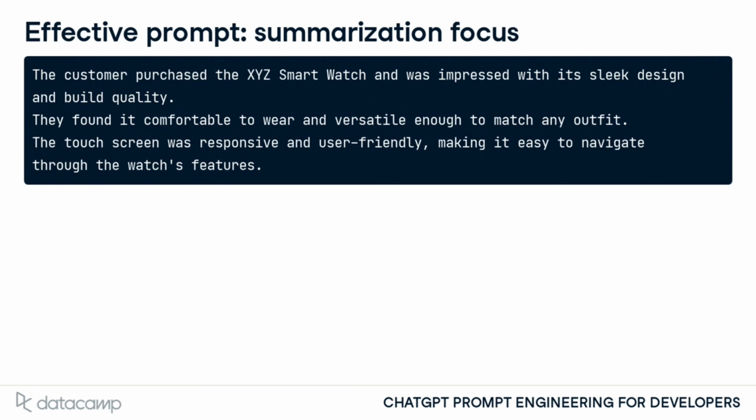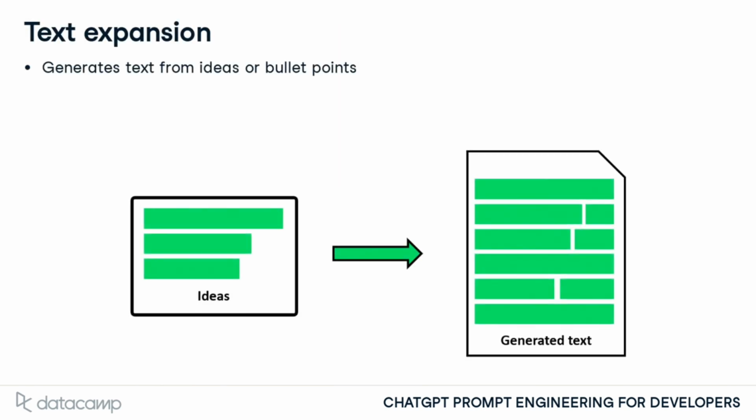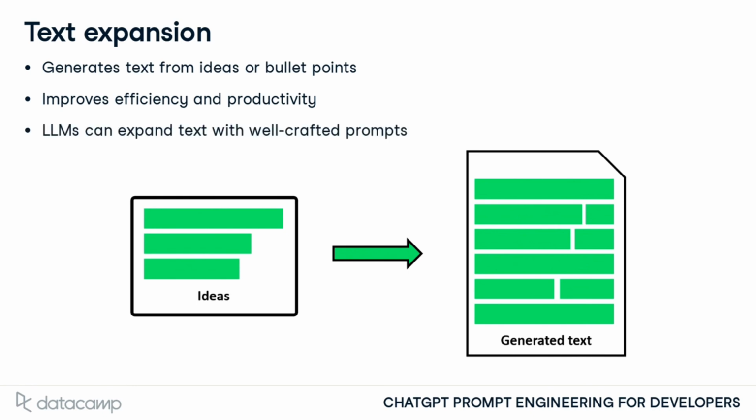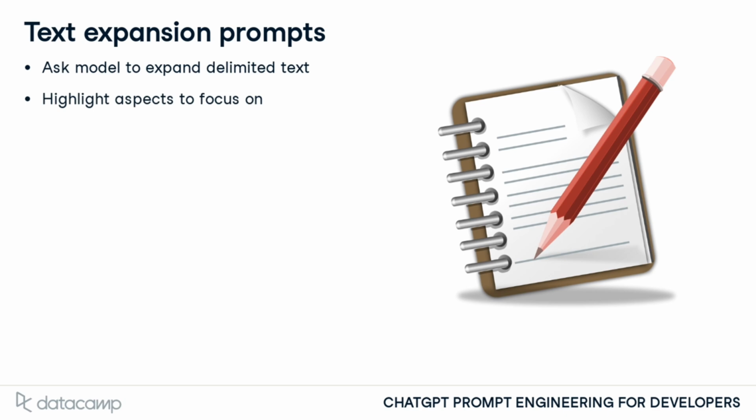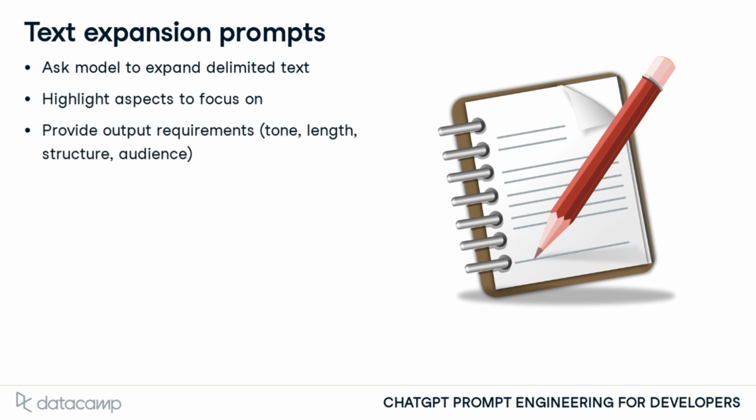As we can see, the response has precisely 3 sentences, highlighting the user's positive feedback and the key features they enjoyed about the product. Text expansion, the opposite of summarization, generates text from a few ideas or bullet points. It boosts business efficiency and productivity by streamlining communication and reducing time spent on tasks like composing emails or generating report text. With LLMs, we can effectively expand text when using well-crafted prompts. A typical text expansion prompt should ask to expand a delimited text, highlighting key focus areas and specifying output requirements like tone, length, structure, and audience.